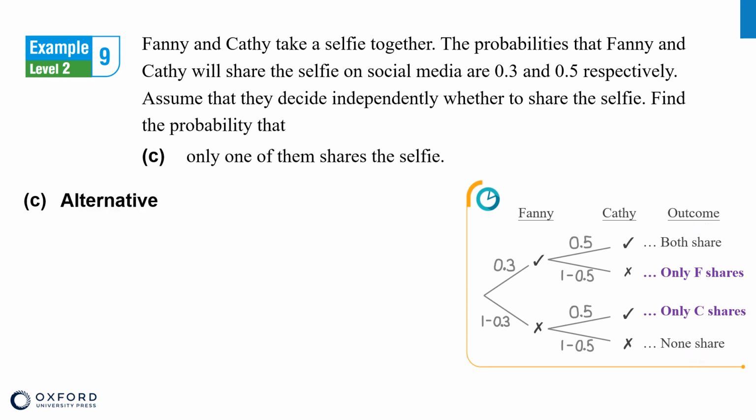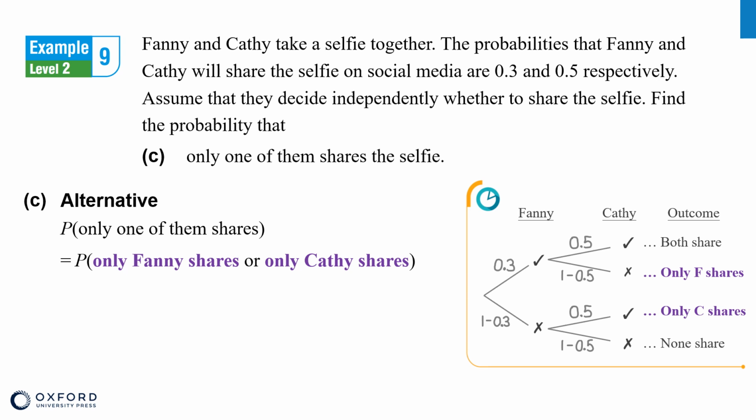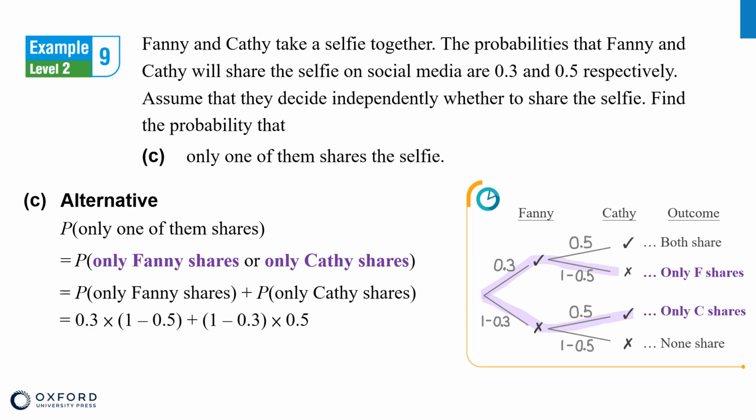Or alternatively, we can use the same skills mentioned before to find the probability of only Fanny sharing the selfie or the probability of only Kathy sharing the selfie. Then we can add them together and get the same answer, 0.5. That's it.